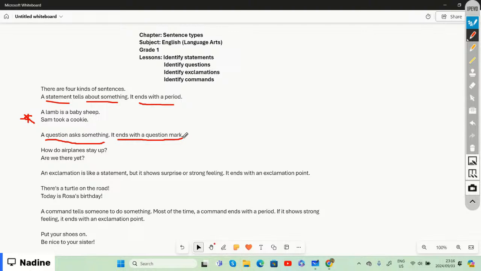One of the questions can be, how old are you? Are we there yet? How do airplanes stay up? What is your name? Are you going to the concert? Those are all questions that you can ask. Once you ask a question, that's a type of sentence, and that question needs to end with a question mark.